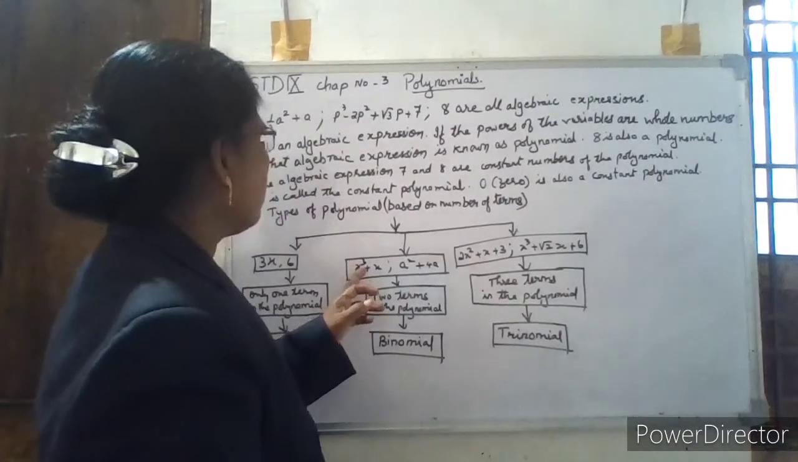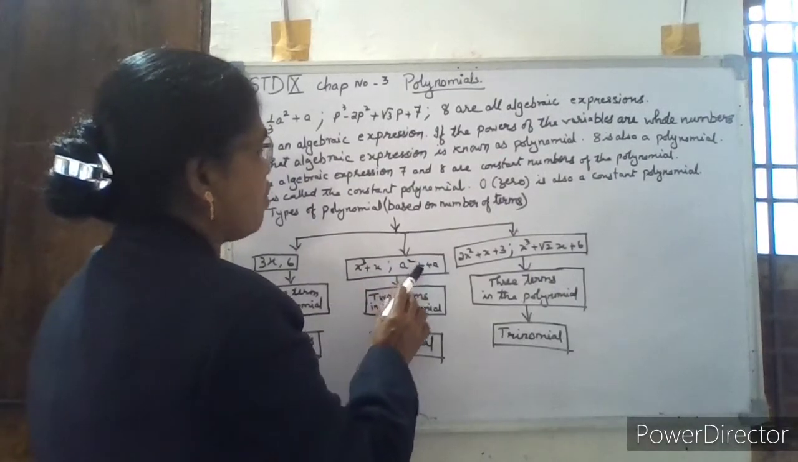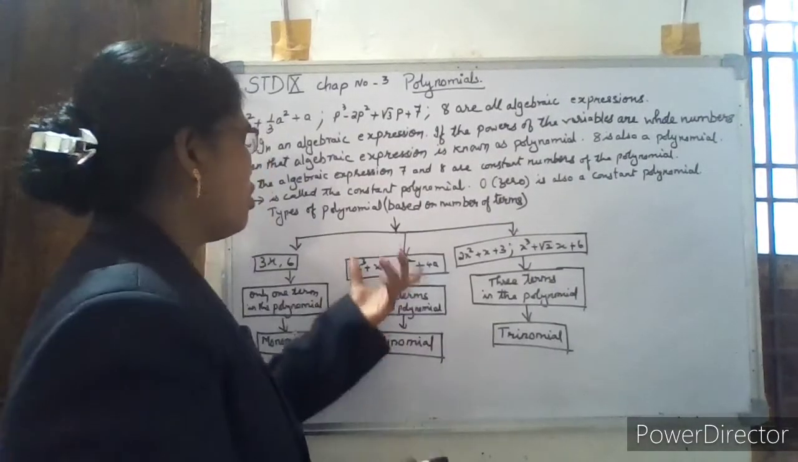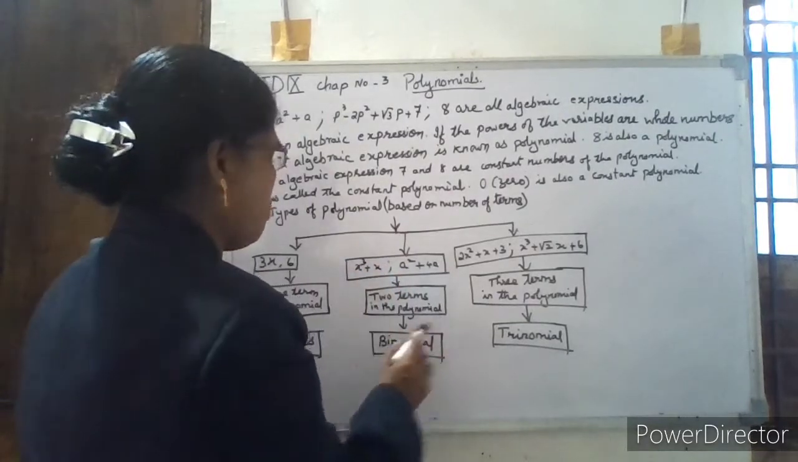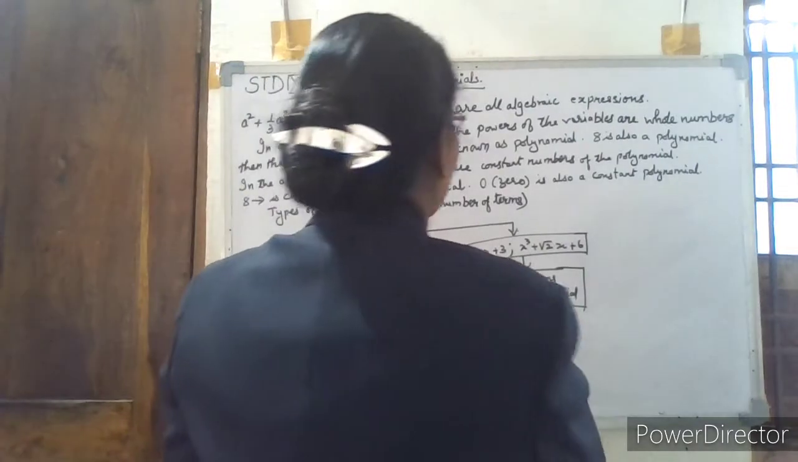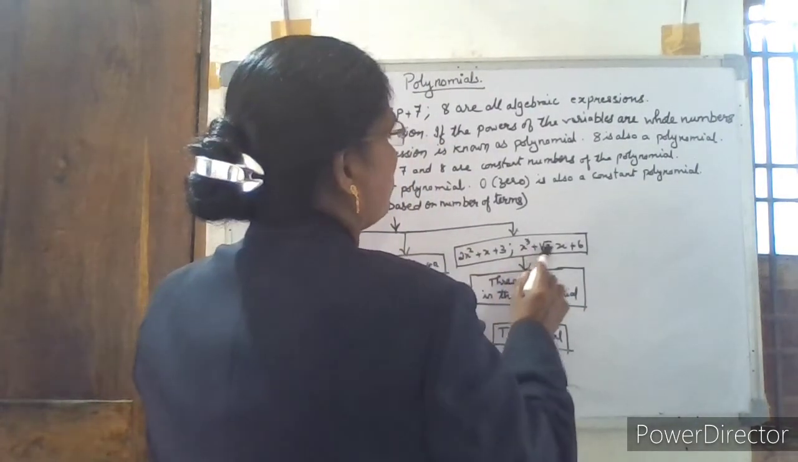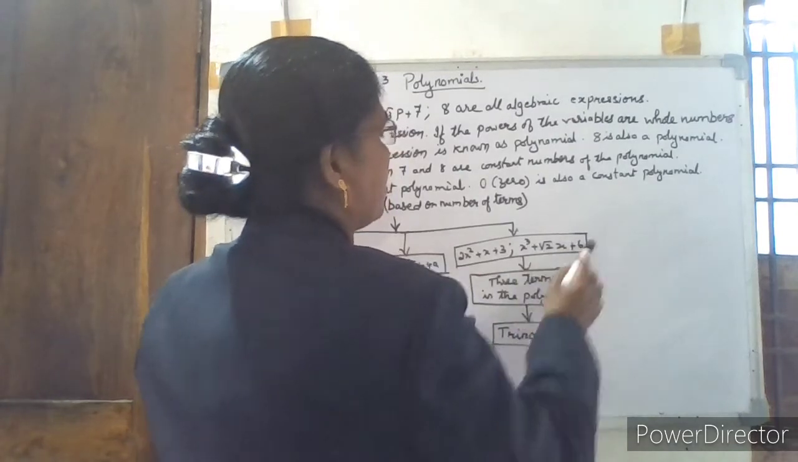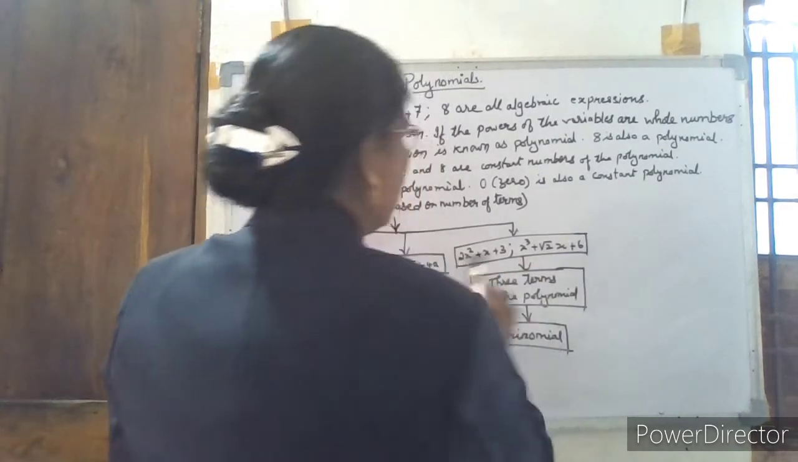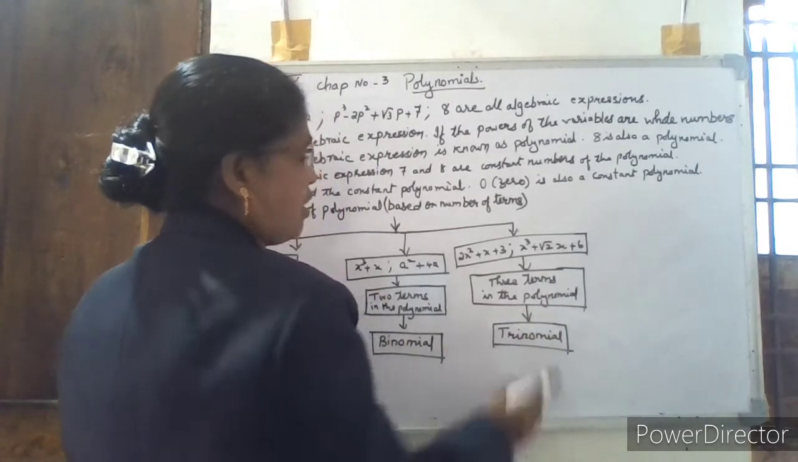Then x cubed plus x is an example of a polynomial. Then a squared plus 4a is an example of a polynomial with two terms. So it is called a binomial. Then here is 2x squared plus x plus 3, one example of a polynomial. Then x cubed plus root 2 x plus 6 is another example. So it has 3 terms in the polynomial. Therefore, this is called a trinomial.